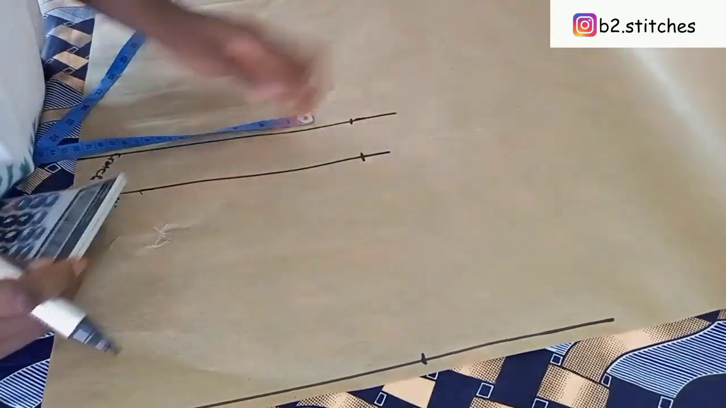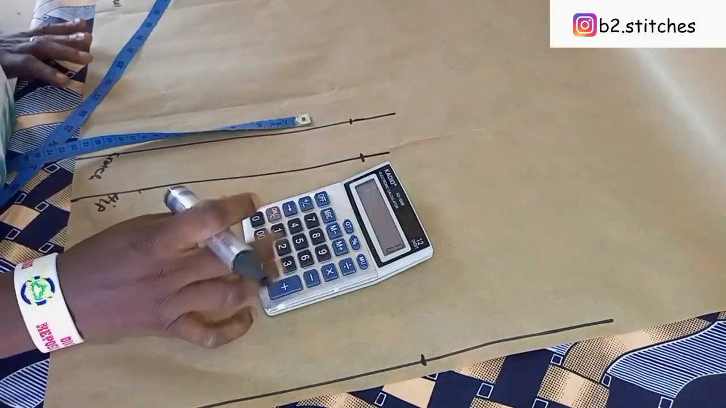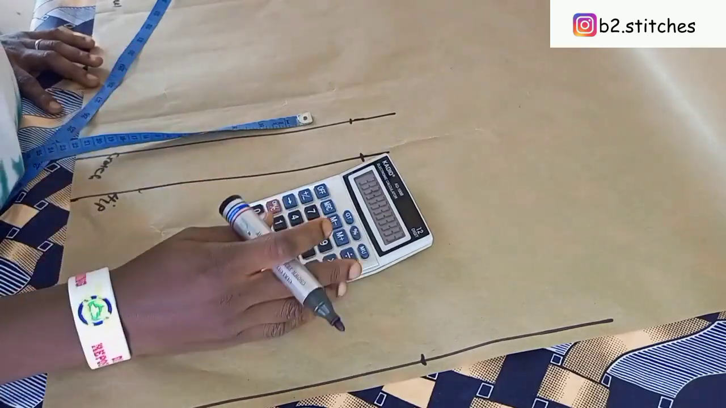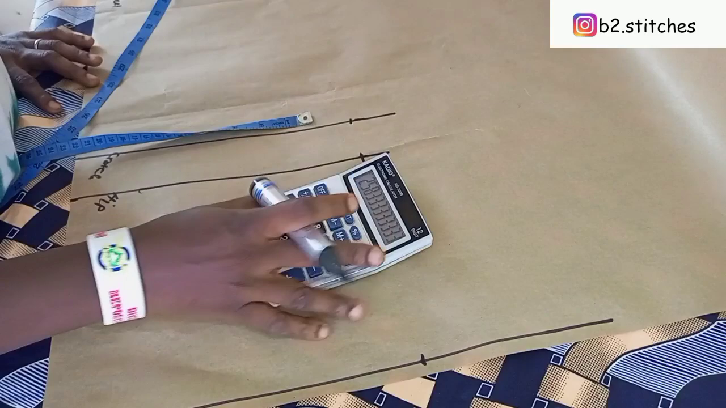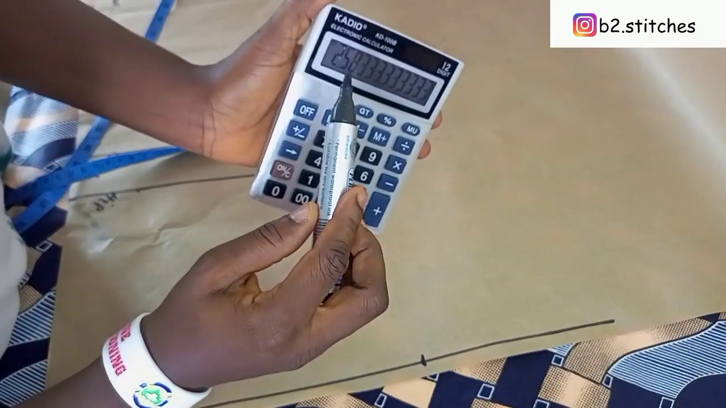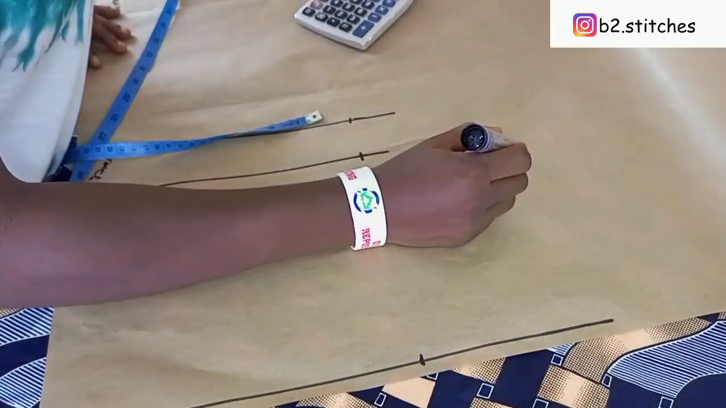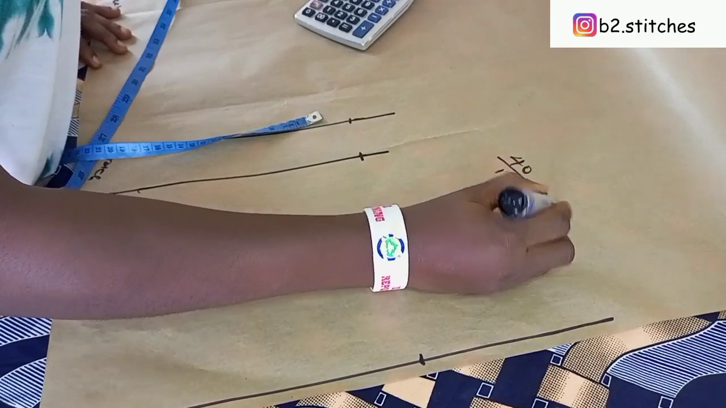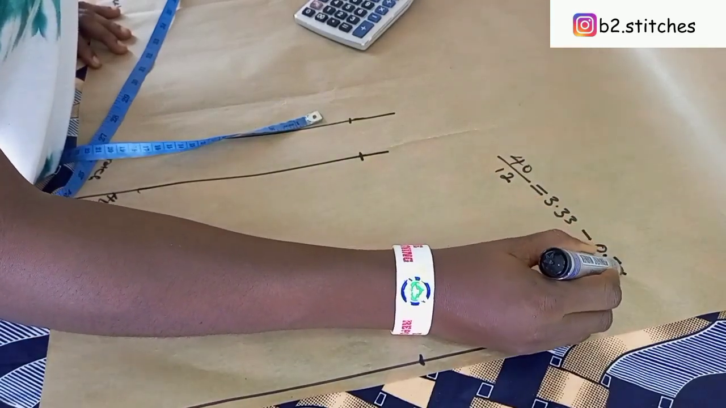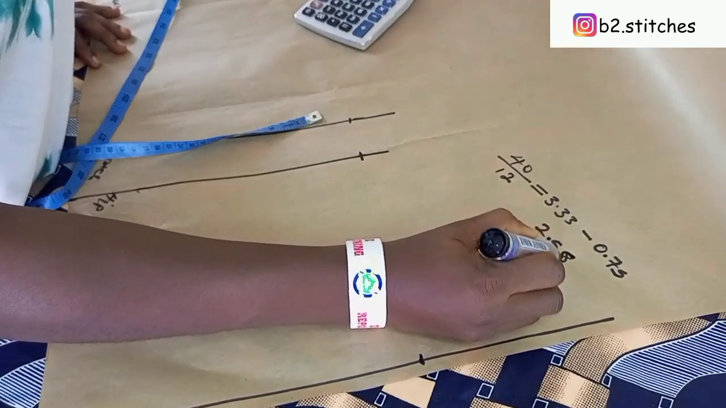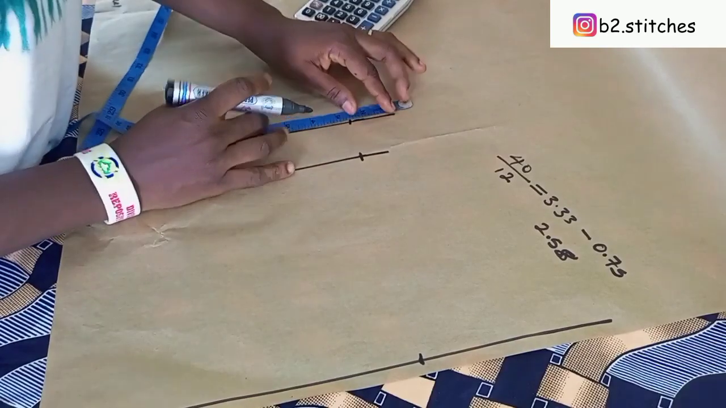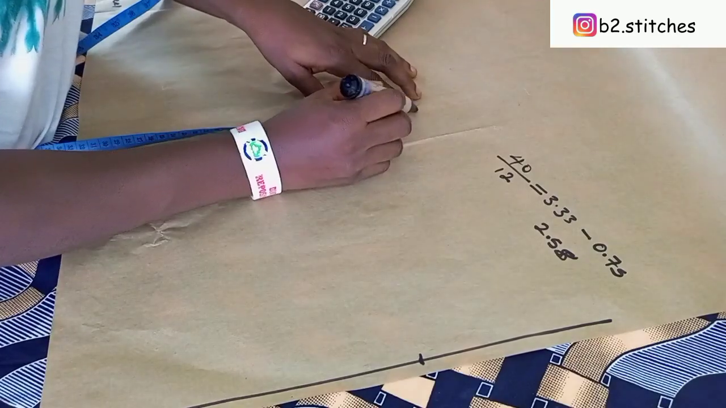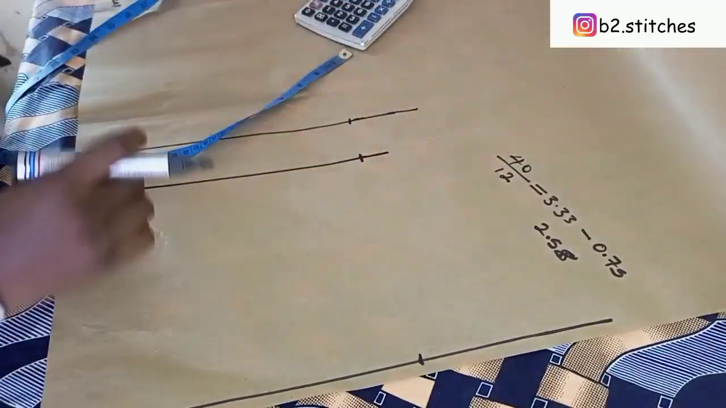To get the crotch extension, that's for us to get that curve, the measurement I've been working with is your hip divided by 12, then you subtract 0.75. I wrote this down so that you can see what I have done. With 40, that's 2.58. So go ahead and mark 2.58 from the point where the hip measurement stops.